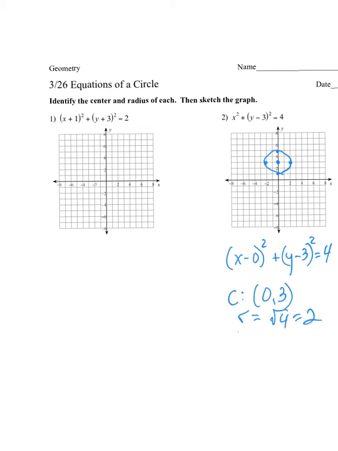So on number 1, the center is pretty easy. It's going to be -1, -3, changing the signs. That's your center. And your radius is going to be the square root of 2, which is 1.41. That's almost 1.5. So we do -1, -3, and we go over like 1.5 this way, 1.5 that way, 1.5 that way, and 1.5 this way, and it's this little circle down here.